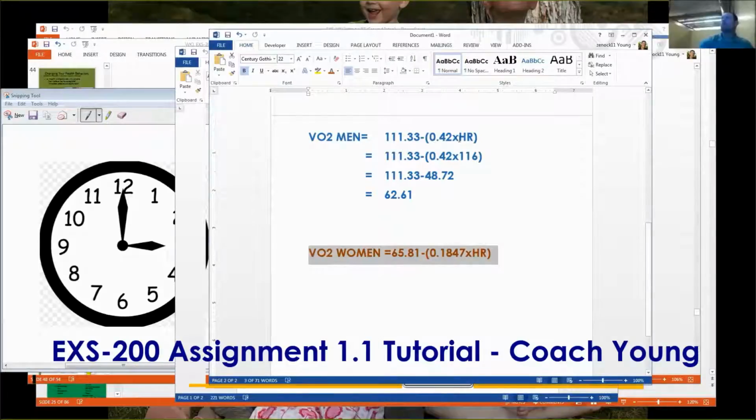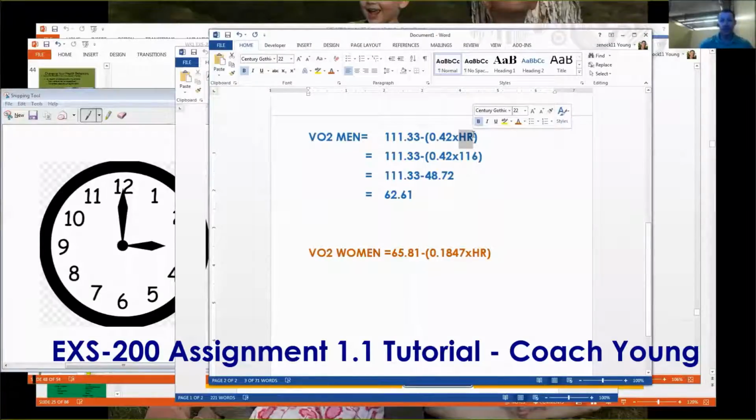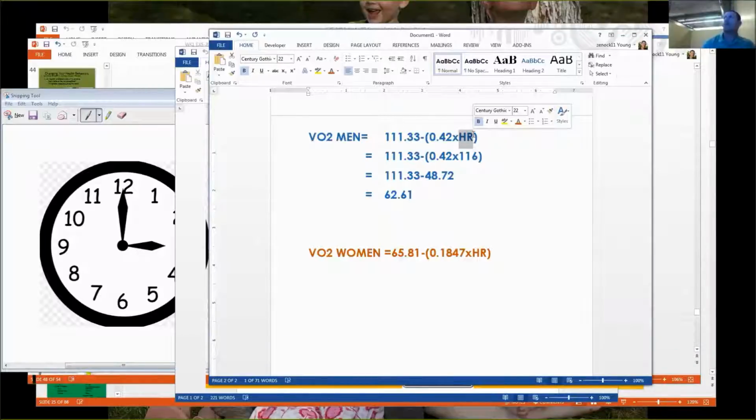Okay, so with my heart rate, remember that is my 15-second pulse check times 4. So I'm not putting my result on the pulse check, which was 29 beats, but I need to multiply that by 4 because ACSM for that formula says it needs to be in beats per minute. So I put in 116 for me, okay?